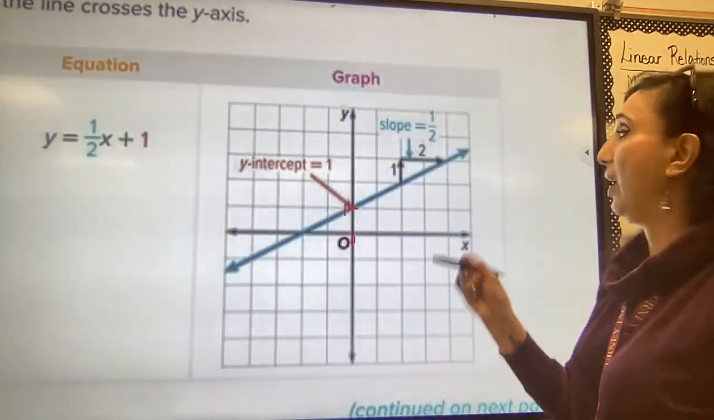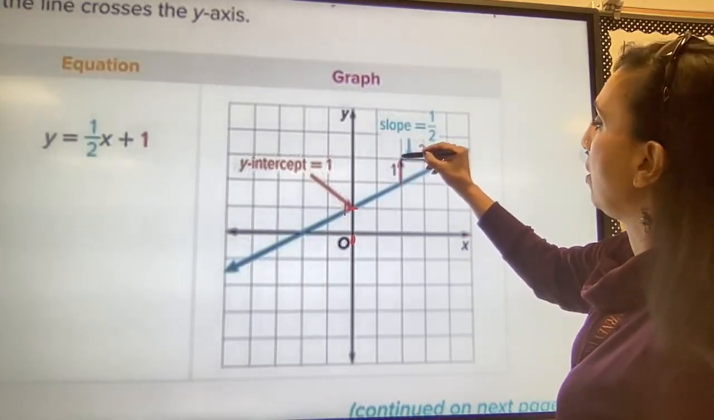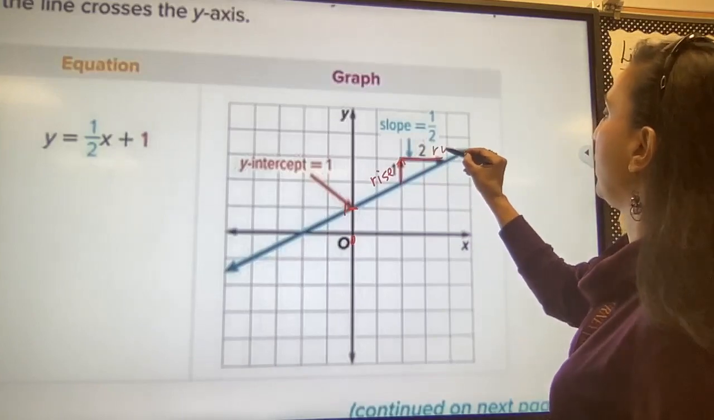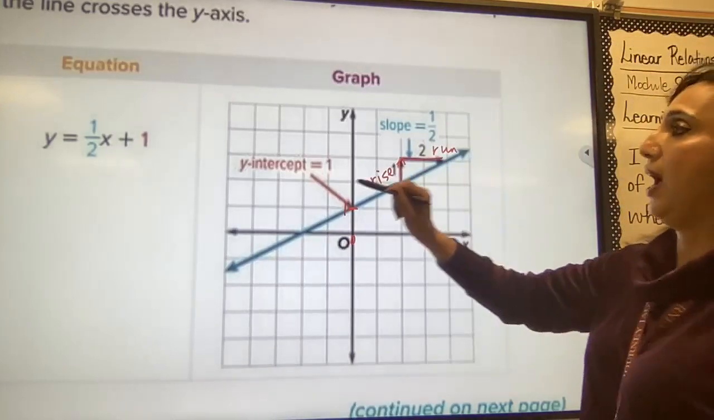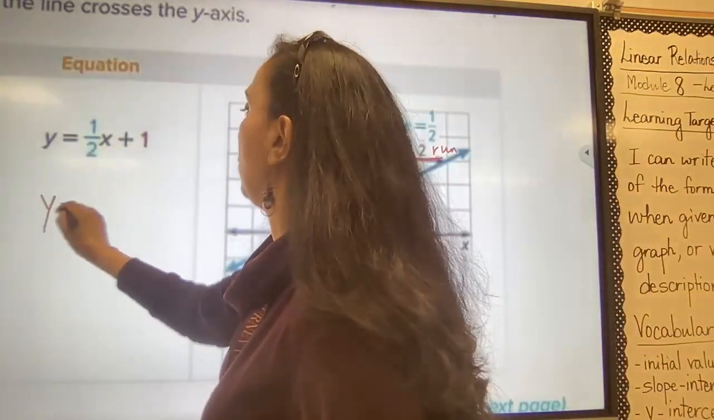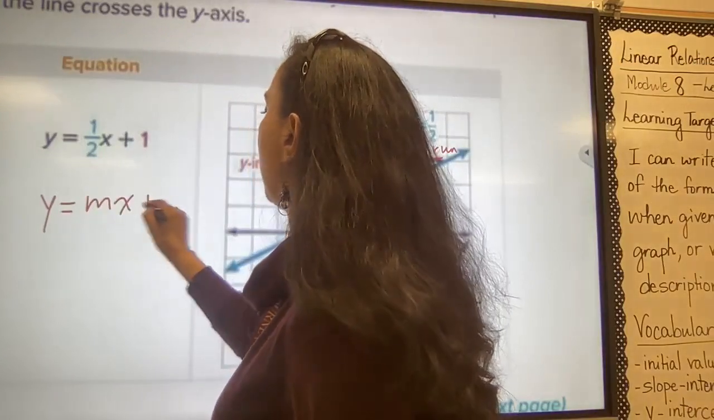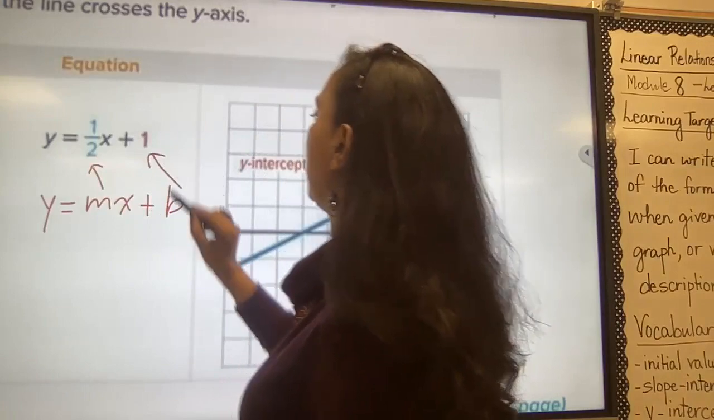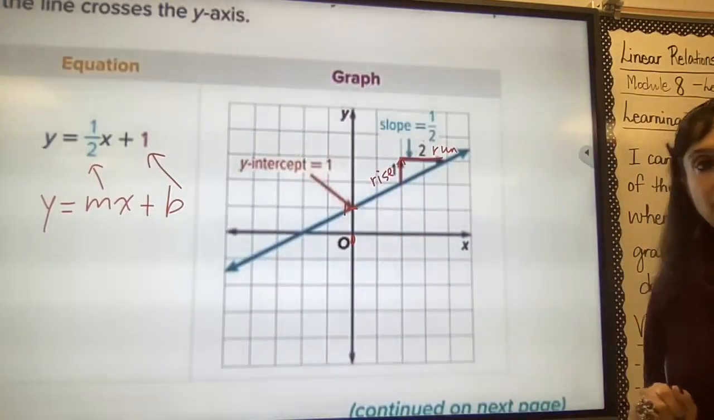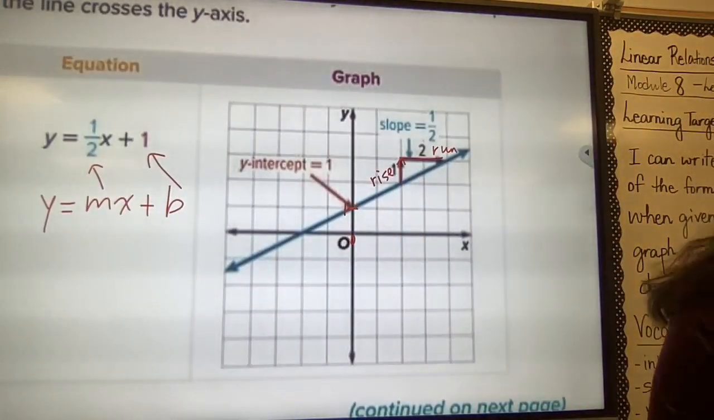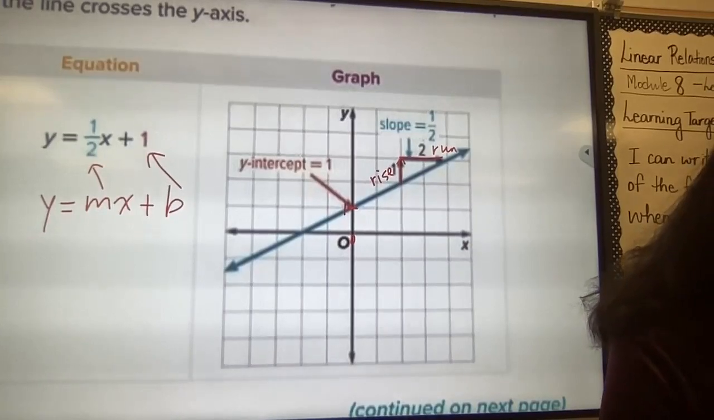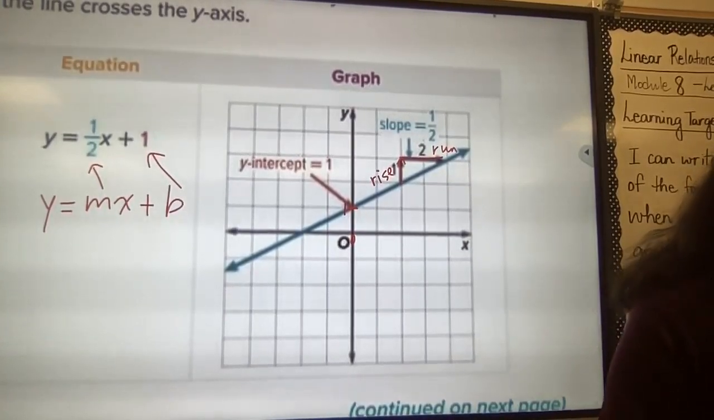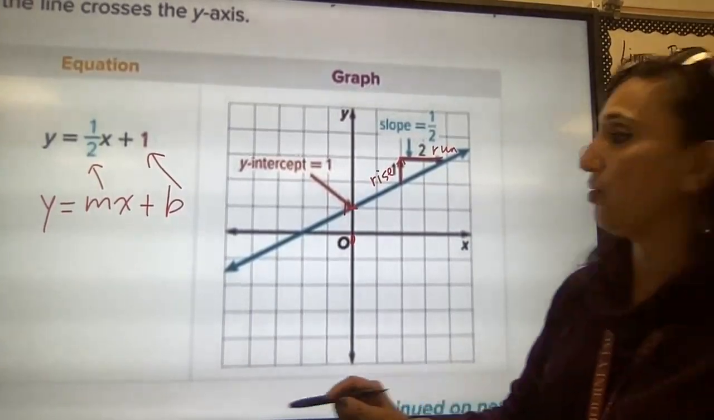And then we have the slope here. This is your rise over run, and so we have 1/2. So y = mx + b, where m is 1/2 and b over here is 1. All right, so let's go ahead and quickly discuss what happens in a non-proportional linear relationship.